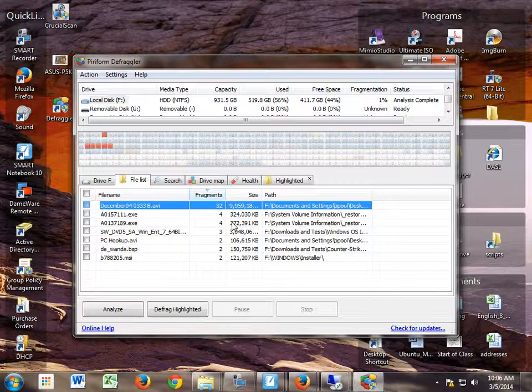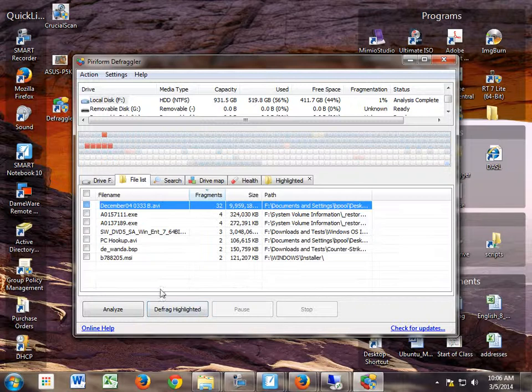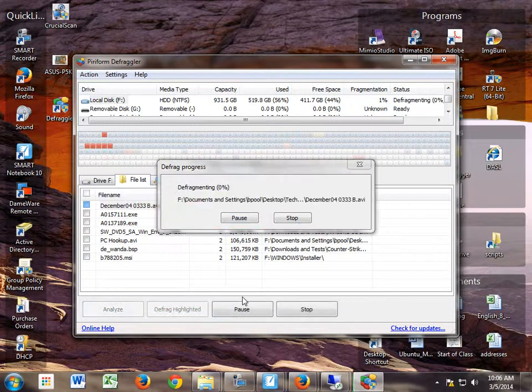So if you get a program like this and you download it, I could defragment the entire drive just by hitting defragment. I could just go to this one file and just say defragment highlighted. So if you had a game file, say World of Warcraft wasn't running real well, you could go find the game file and just defragment that if you wanted to.